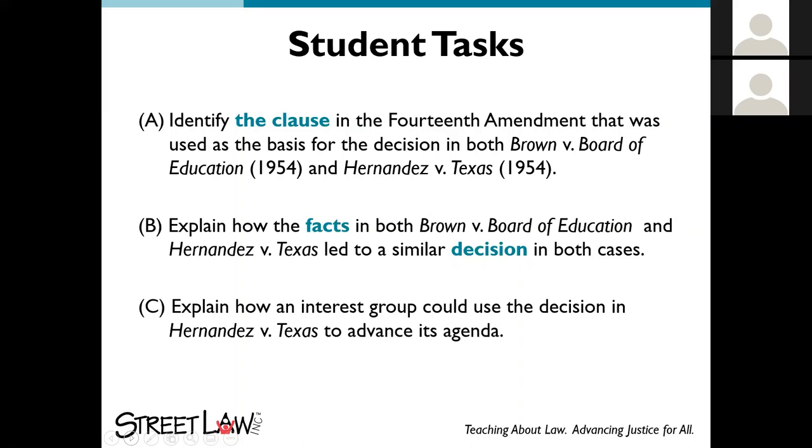And then you'll notice that the words that I have in green are the things that are going to be really important to answering this question successfully, and the things that our two methods are going to help emphasize for your students. One is the part of the Constitution that is being interpreted, the clause in this case. One is the facts of the case, and the other is the decisions, and not just the decisions, but how do they apply to each other? How do you compare those? How do you take the precedent set in Brown and see if Hernandez is analogous to that or distinguished from it?